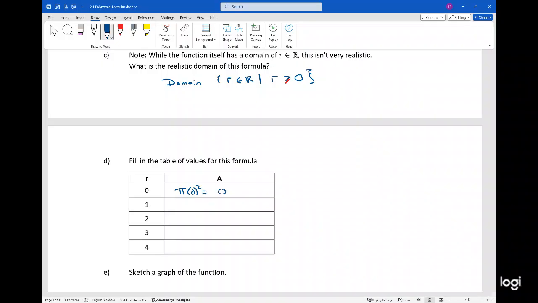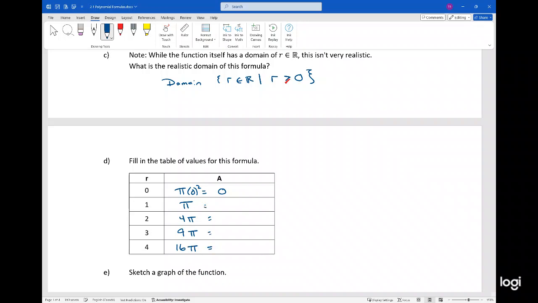And then the rest of these, I'm going to do manually just to save a little space. Pi times 1 squared is 1 pi. Pi times 2 squared is 4 pi. Pi times 3 squared is 9 pi. And pi times 4 squared is 16 pi.